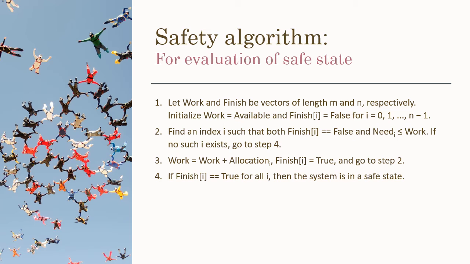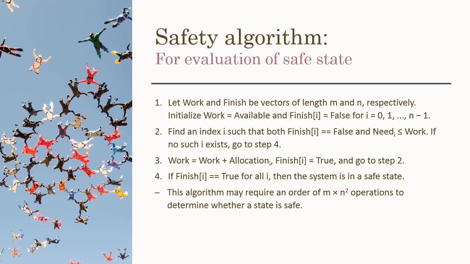4. If finish[i] equals true for all i, then the system is in a safe state. This algorithm may require an order of m multiplied by n squared operations to determine whether a state is safe. Let me remind you that n is the number of processes and m is the number of resource types.